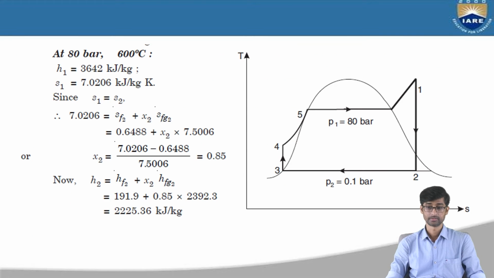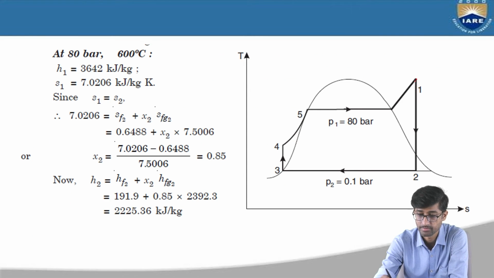Now we have to calculate the condition of initial. Here the condition of steam is given as 80 bar. Here the temperature is 600 degrees Celsius.